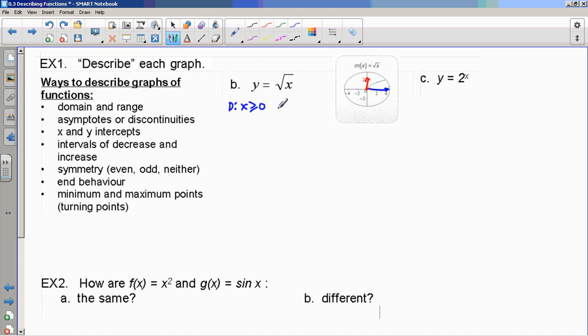Don't draw on your cards. That wouldn't make any sense to do that. But the range is y is greater than or equal to 0.